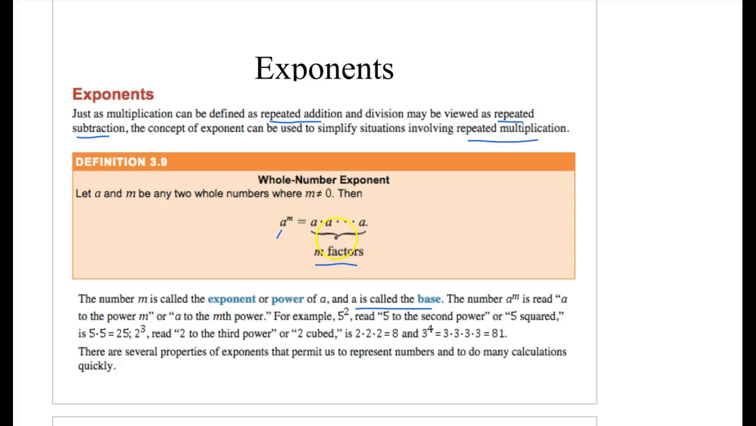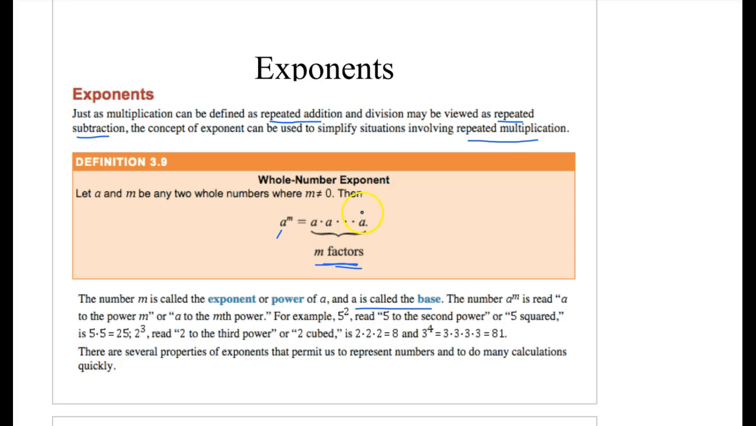And what we say here is that A to the power of M is repeated multiplication of A times A times A, M times, right? Or M factors. It means M factors of A. And so we multiply A with itself M times. And so that's our definition for an exponent when we're talking about whole numbers.